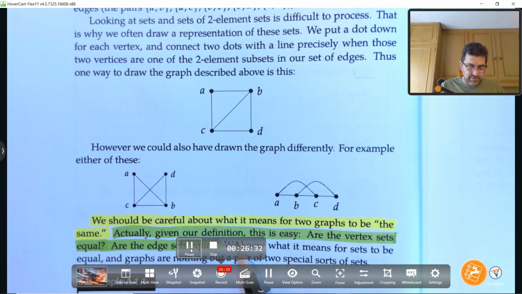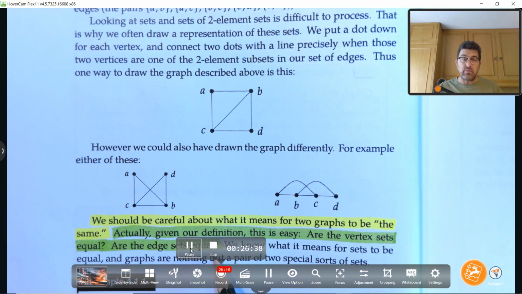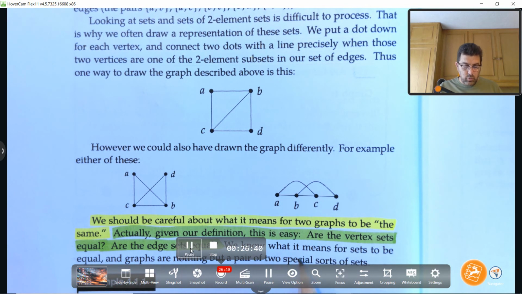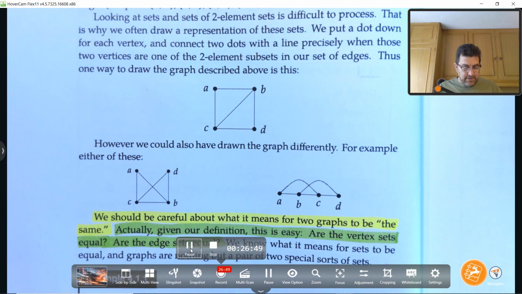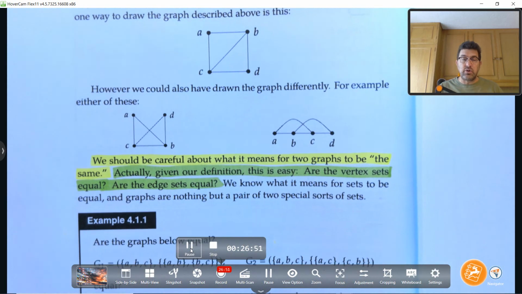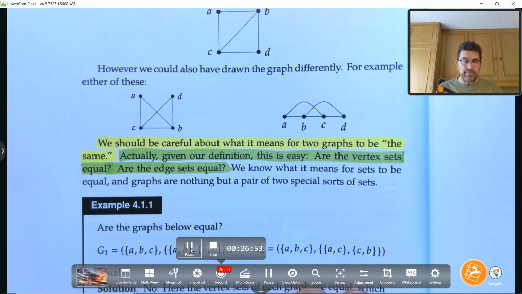Actually, given our definition, this is easy. Are the vertex sets equal? Are the edge sets equal? We know what it means for sets to be equal, and graphs are nothing but a pair of two special sorts of sets. Okay, then he asks us to look at this example.